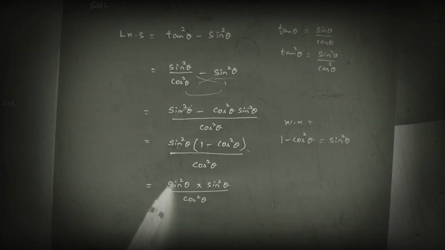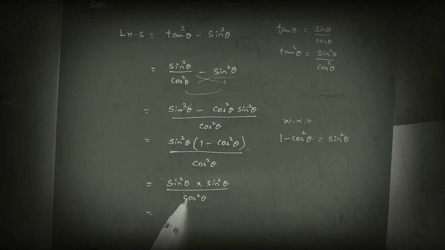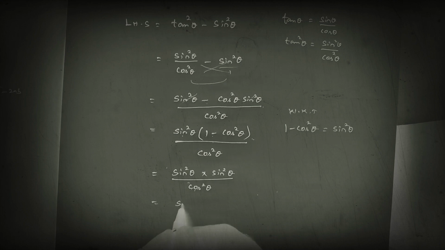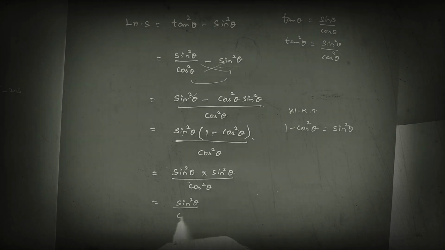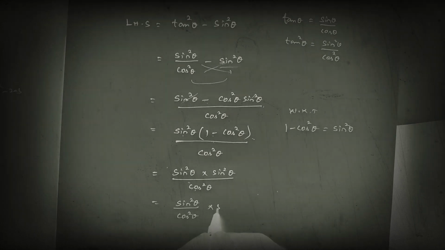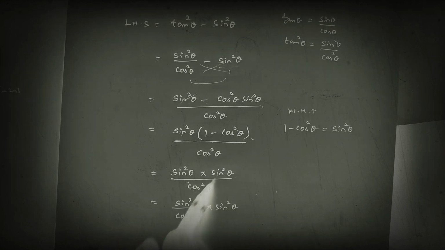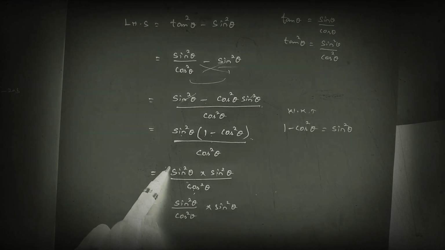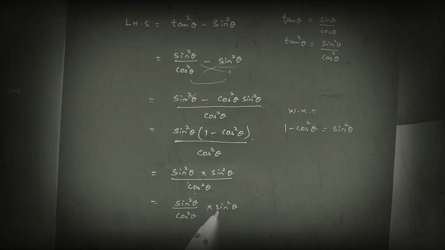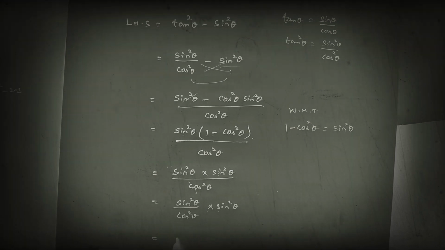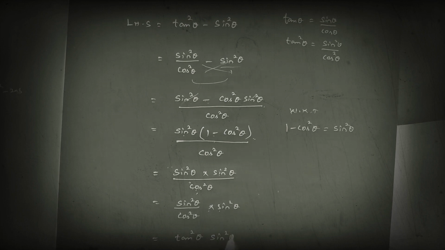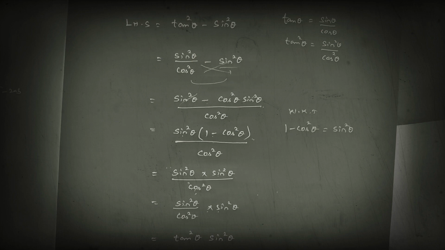So sin by cos is nothing but tan. Sin square theta divided by cos square theta is tan square theta. So how am I writing it? Sin square theta divided by cos square theta into sin square theta. I'm just splitting: sin square theta into sin square theta divided by cos square theta. Sin by cos is nothing but tan, so sin square by cos square is tan square theta into sin square theta, which is equal to the RHS.